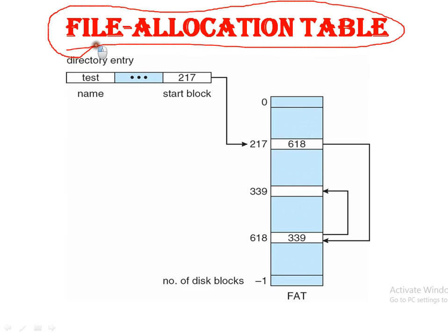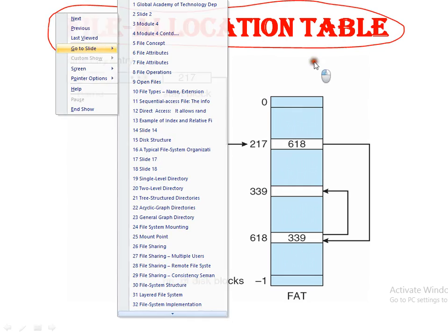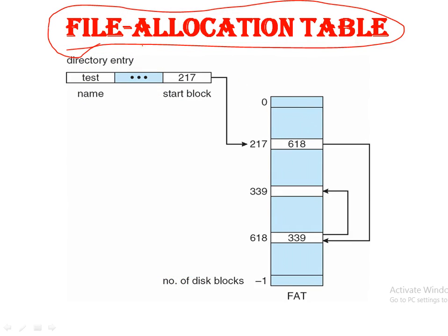It is a variation of the linked allocation system. What is this FAT or file allocation table? It is a simple but efficient method of disk space allocation that is used by MS-DOS and other operating systems. The directory entry contains the block number of the first block of the file. Here, this is the directory entry. It contains the first block, that is the starting block 217.